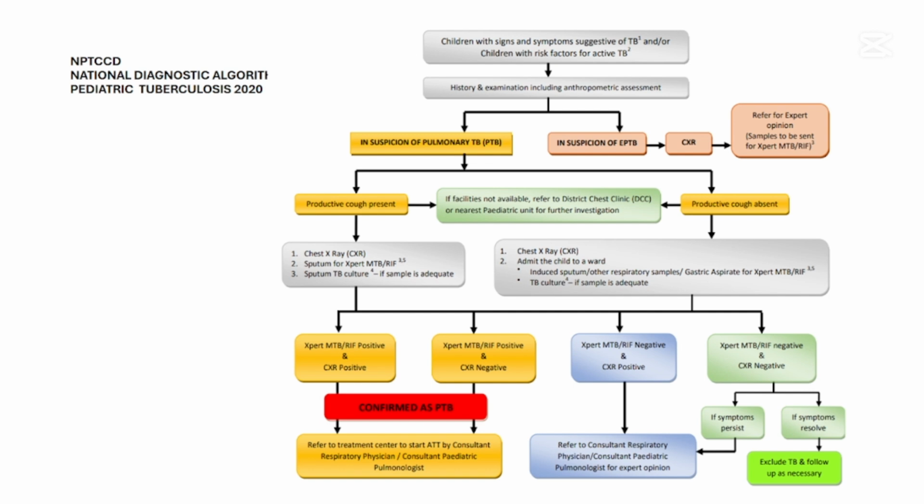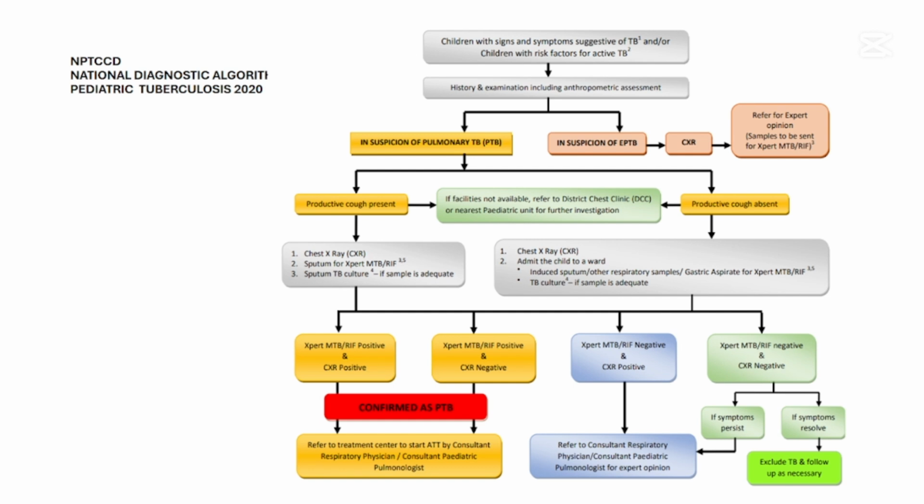From there, we can collect alternative samples like nasopharyngeal aspirate after physiotherapy, or we can do induced sputum, or take an early morning gastric sample, or sometimes a bronchoscopy sample. If the GeneXpert is positive, despite the X-ray findings, we label them as TB and start treatment. If GeneXpert is negative but the X-ray features are still suggestive of TB, then the child should be directed to a chest physician or pediatric chest physician.